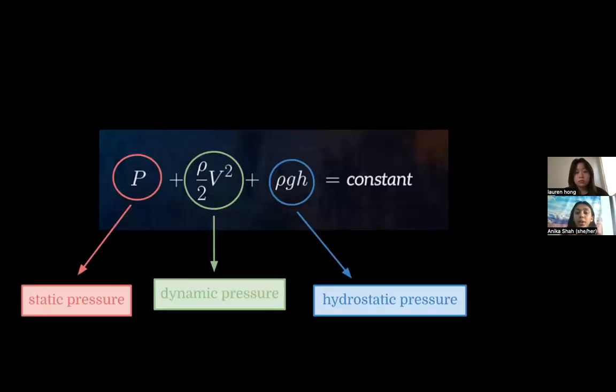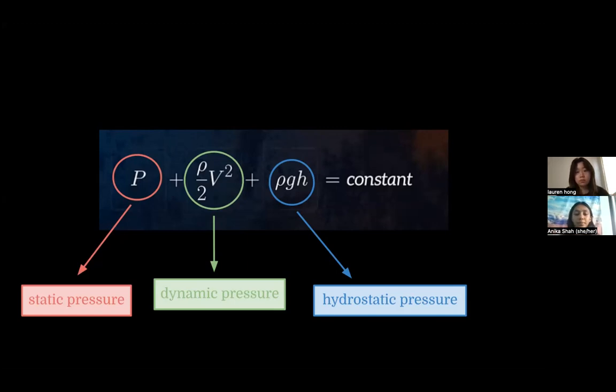Okay, so now we're going to look into the equation. So we have it here, and I've dissected it into three parts: static pressure, dynamic pressure, and hydrostatic pressure. Basically what it's saying is all three of these pressures of the fluid remain constant. So if one increases, the other two probably decrease. The sum of all of them is always the same, as conservation of energy generally tends to say.